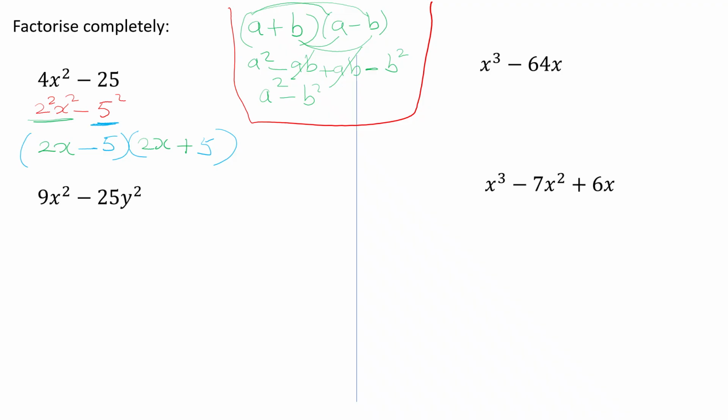So you can write straight away 9x squared minus 25y squared. You can see this one, 3 squared x squared minus 5 squared y squared. So you can write the two brackets, (3x minus 5y)(3x plus 5y). Compare this equation, compare this one, a squared minus b squared, same as this one.